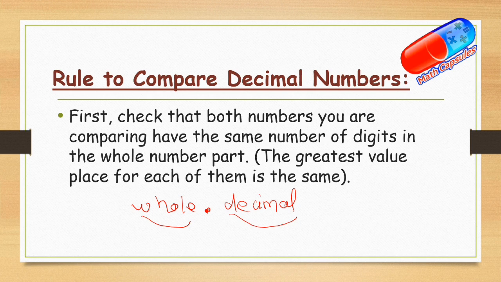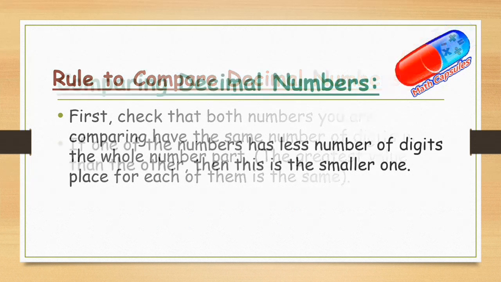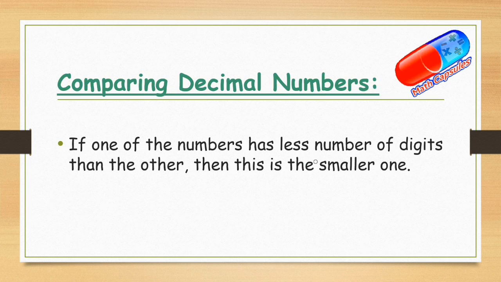So first we have to check whether both numbers have the same number of digits in the whole number part, or they are different. If one of the numbers has fewer digits than the other one, then this is the smaller one, just as we said in the whole number comparison. For example, if I have a number like 21.56 and another number like 193.15, look at the whole number part only.